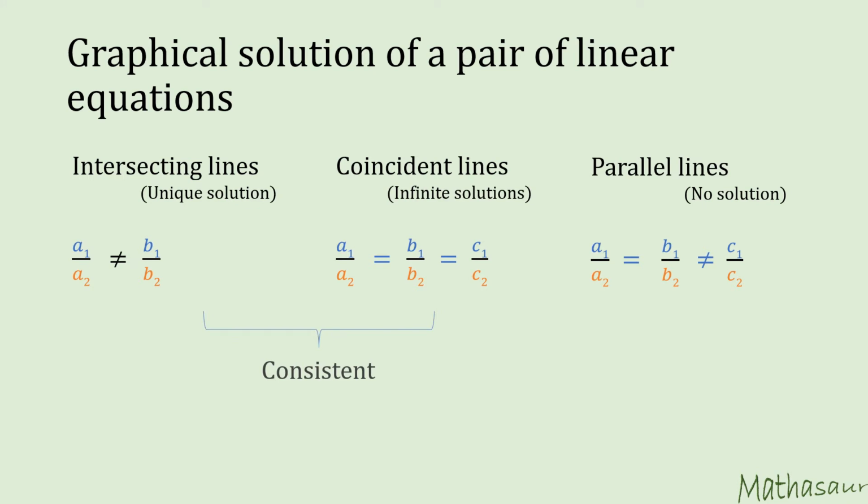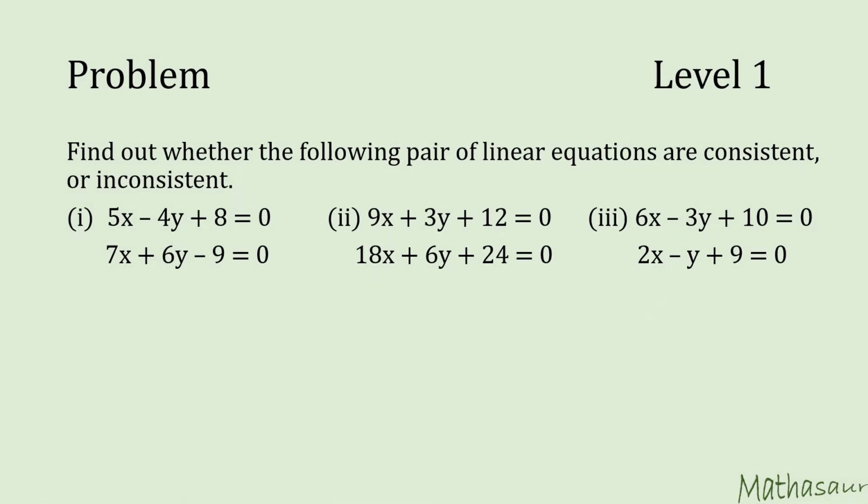Now the cases where the pair of equations has at least one solution are known as a consistent pair of linear equations. Whereas when there is no solution, we call that pair of linear equations inconsistent. Let us look at a few problems. Find out whether the following pair of linear equations are consistent or inconsistent.